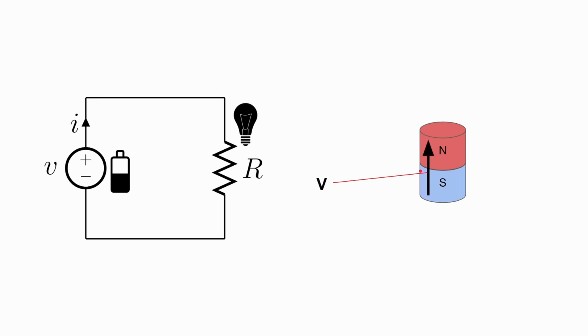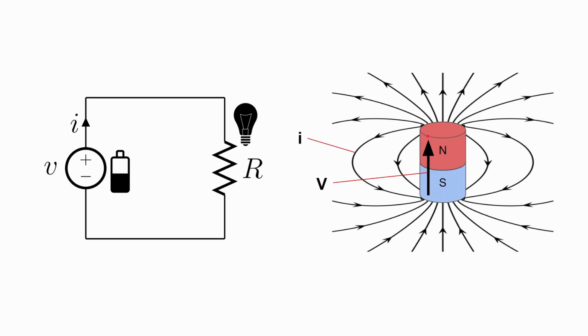So, in a magnetic circuit, the magnet acts like a voltage source. Technically, it's equivalent to a current source, but it's a lot easier to think of as a voltage source. And if we were to draw the current in the circuit, we'd draw it like this, with parallel lines of current flowing from the North Pole to the South Pole.